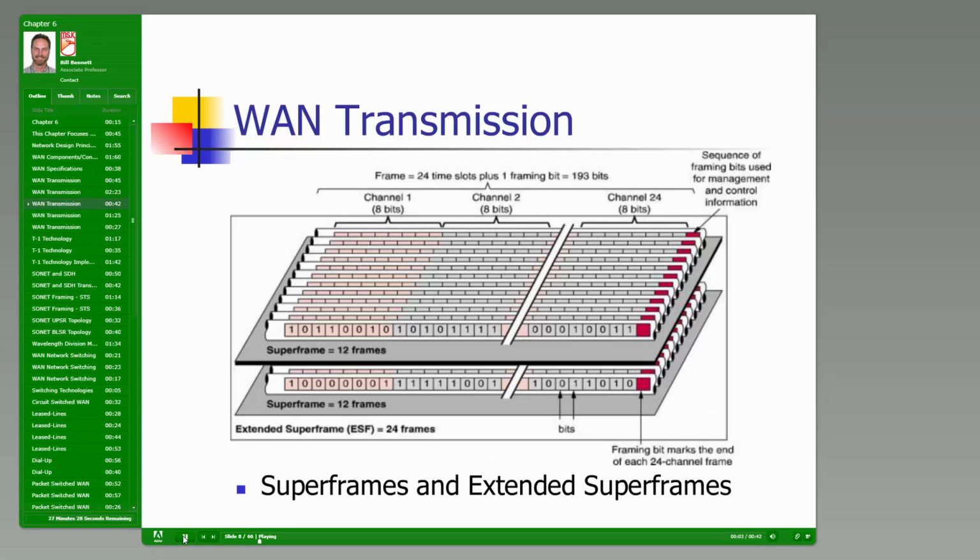Then we need to gather up those frames that we were seeing in the previous slide, and they get organized into super frames and extended super frames. So when you look at this graphic here, what you're looking at is two separate super frames, and a super frame then is a collection of 12 frames. So again, you've got your 24 channels of 8 bits each, the 193 bits. 12 of those combined together make up a super frame, and then when you take the two super frames and put them together, then we have an extended super frame, or a total of 24 frames.